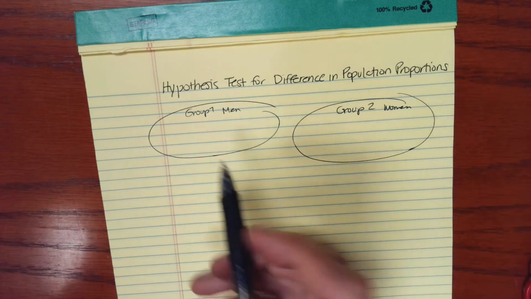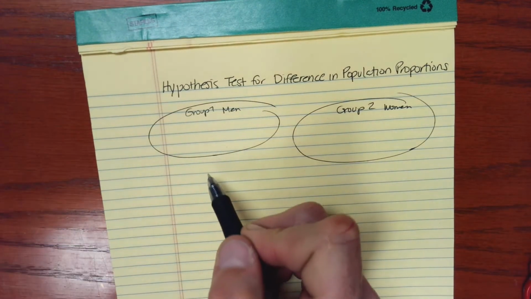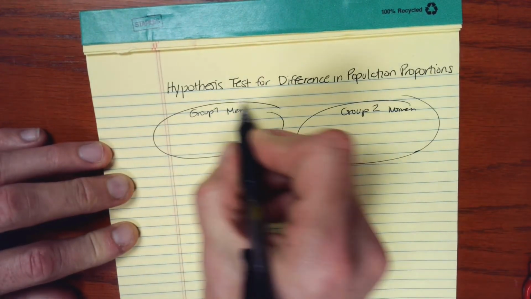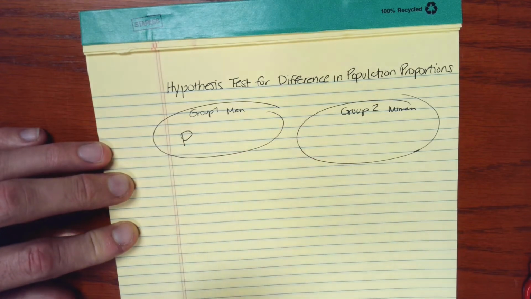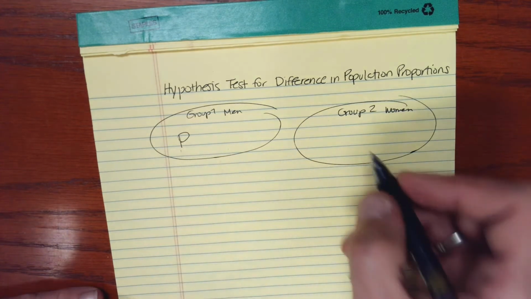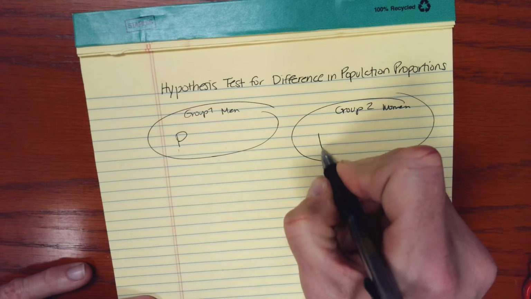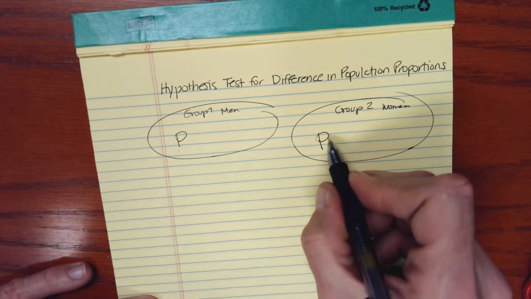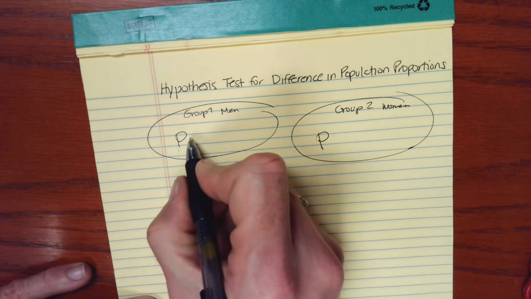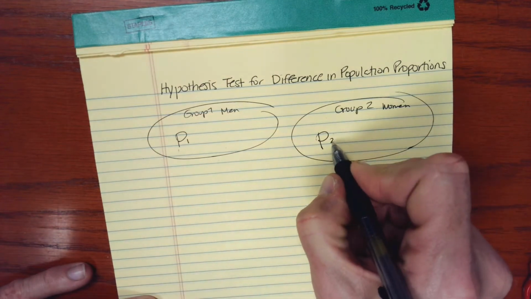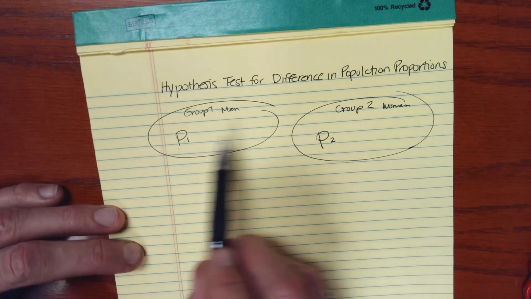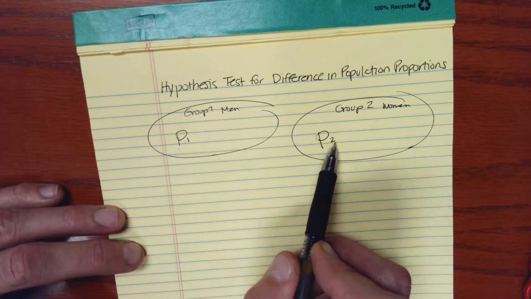And maybe we're interested in who has a preference for a certain product. So within this population, there is a proportion that have this characteristic. We use a lowercase p to represent the population proportion. And similarly, in this group, there is a population proportion, a percentage of the members of this group that have this certain characteristic. So I'm going to put a little subscript here of 1 and here 2 to distinguish between those. But we may be interested to know if these proportions are the same or if they differ.